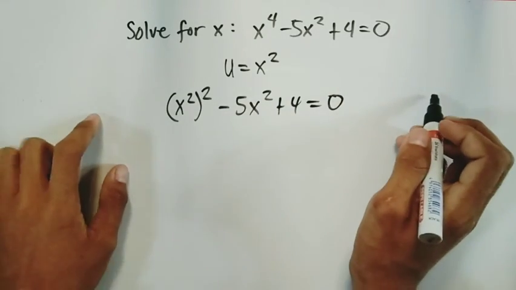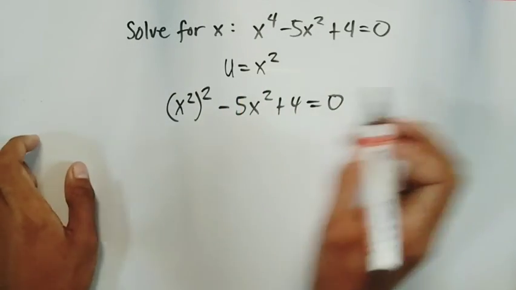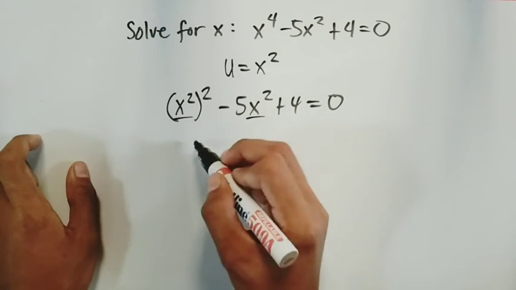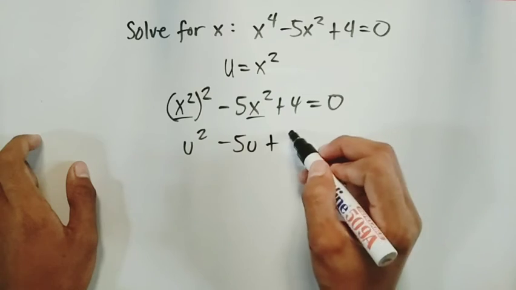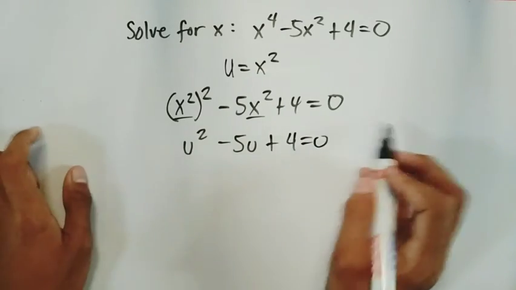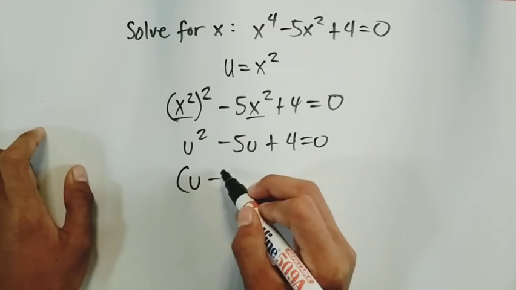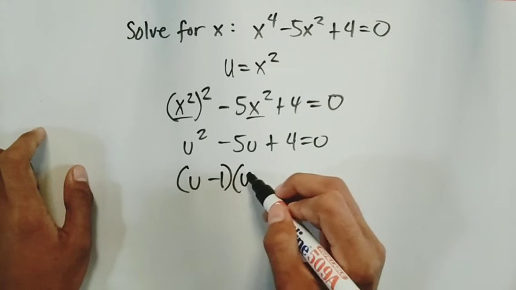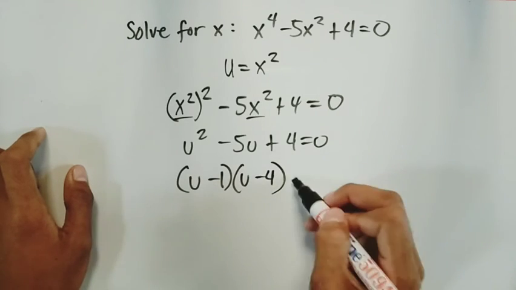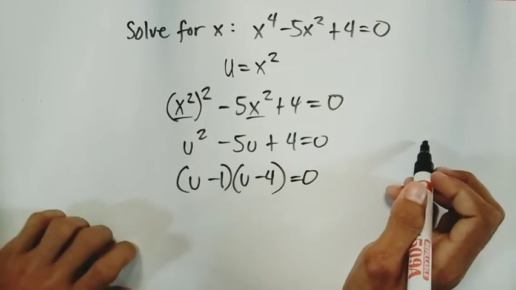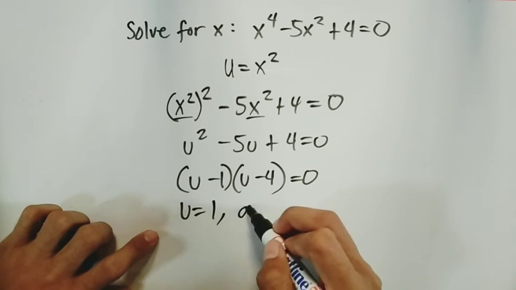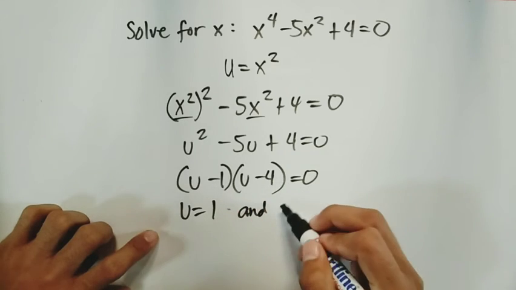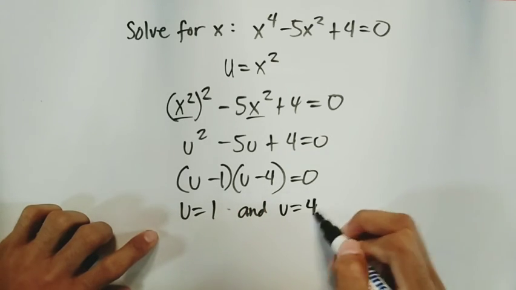And then, now, substitute na natin. U is equal to X squared. Ito may X squared, ito may X squared. So, we have U squared minus 5U plus 4 is equal to 0. And factor na lang natin. Di ba? This is equal to U minus 1, U minus 4. So, dapat gamay na natin yung basic. And then, solve for U, we have U is equal to 1. And, U is equal to 4.